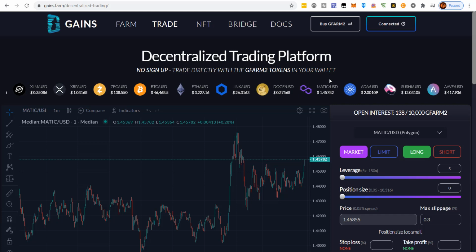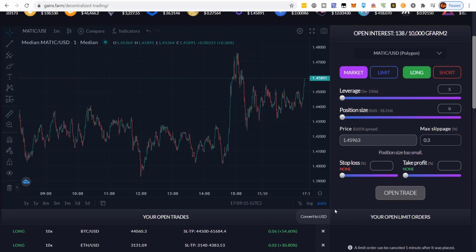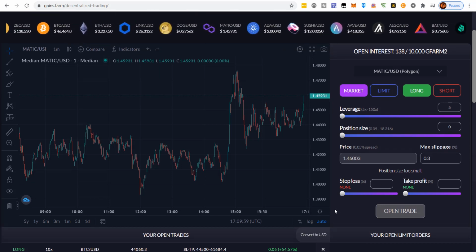So let's take a look at this. I've got several trades open right now. I'm 40% in profit here, 30% here, 54% here. I'm trading Bitcoin, Ethereum, and Matic using 10x leverage. The way it works is you're just using GFarm tokens. You can buy GFarm on QuickSwap. We're using the Matic network.